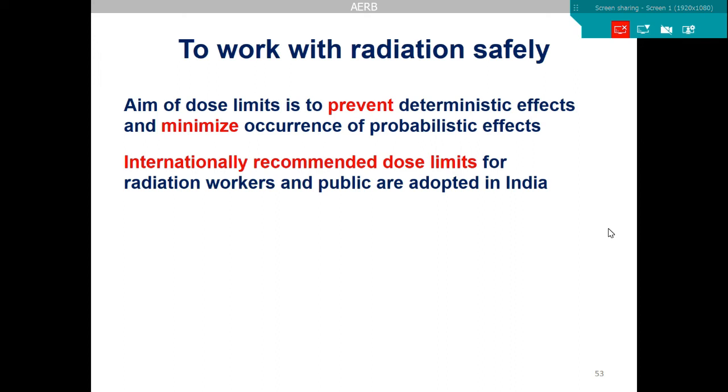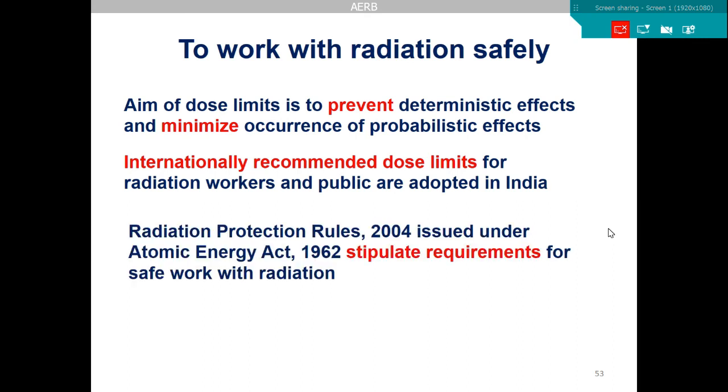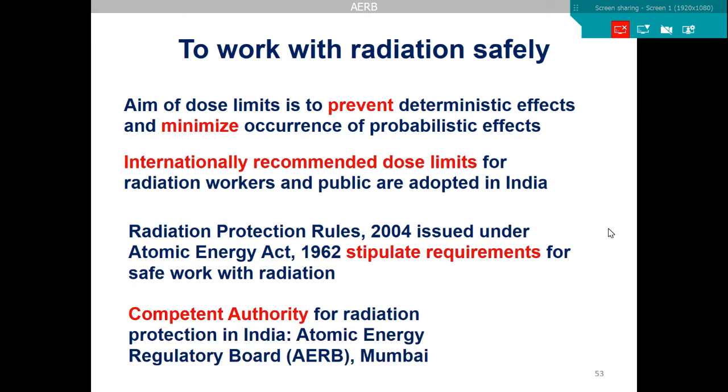Now, internationally recommended dose limits for radiation workers and public are adopted in India. Our numbers, if anything, are safer than the limits which are recommended internationally. Now we have the Radiation Protection Rules 2004 promulgated by the Parliament of India under the Atomic Energy Act 1962. We call it RPR, or Radiation Protection Rules. They stipulate the requirements for safe work with radiation. That is the role of RPR. And for implementing the provisions of RPR, a competent authority has been appointed under the Atomic Energy Act. In India, the competent authority is the Chairman, Atomic Energy Regulatory Board, Mumbai.